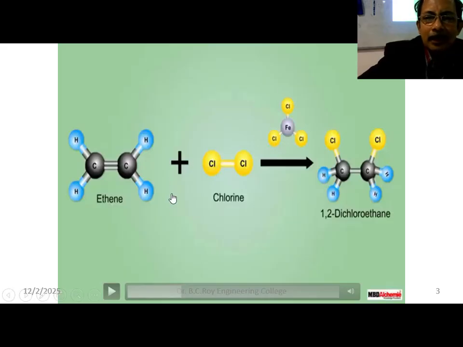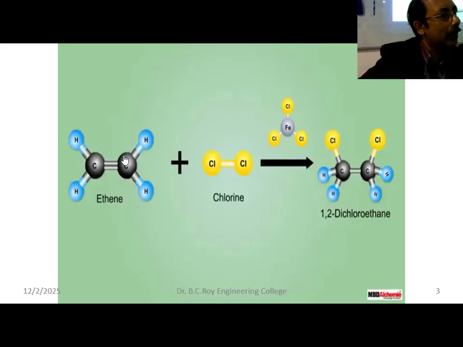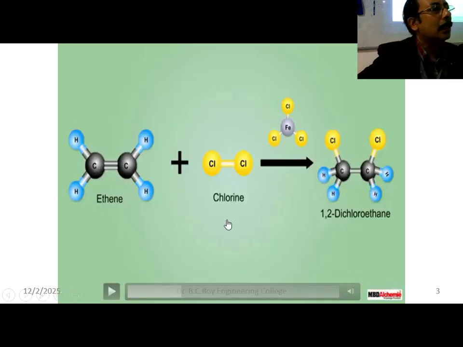This Cl plus will attack here, and the chlorine gets added, so there will be formation of a carbocation. In the next stage, it will react with another chlorine molecule, giving you Cl plus back, because it has to complete the reaction. Or otherwise the FeCl4 minus can supply the Cl minus back, because FeCl3 is acting as a carrier over here, just like a catalyst.